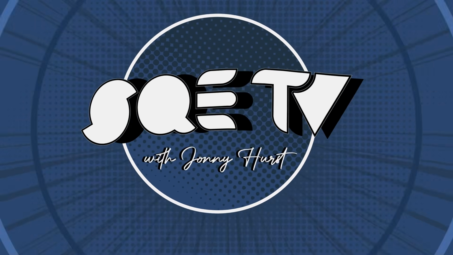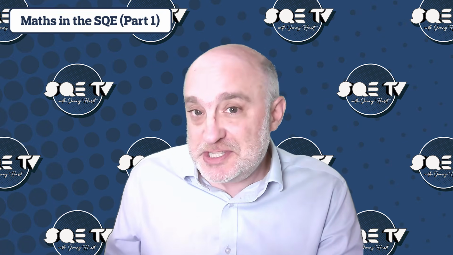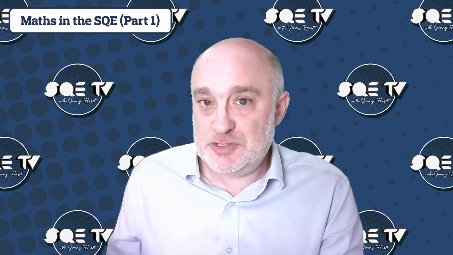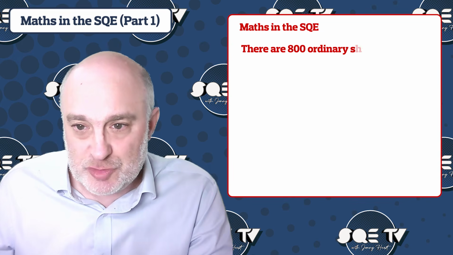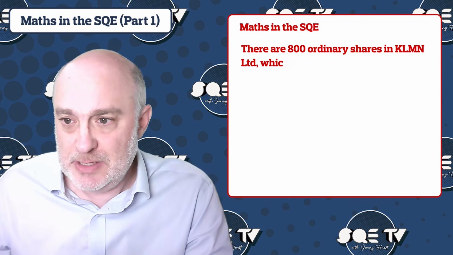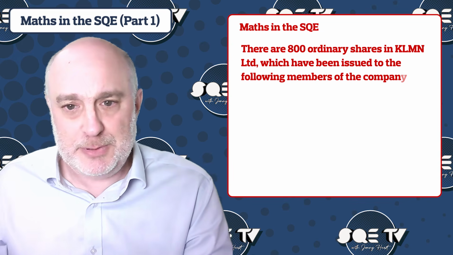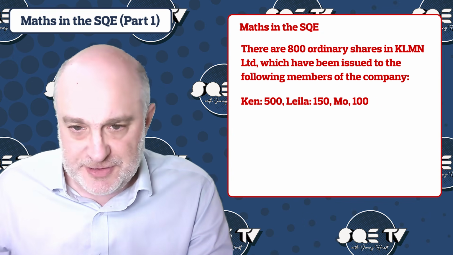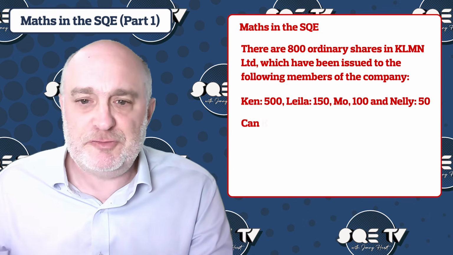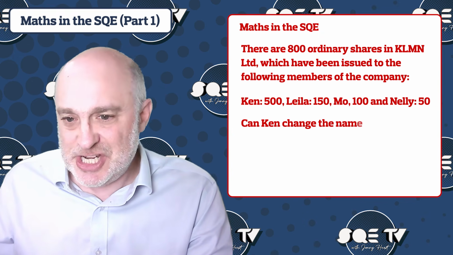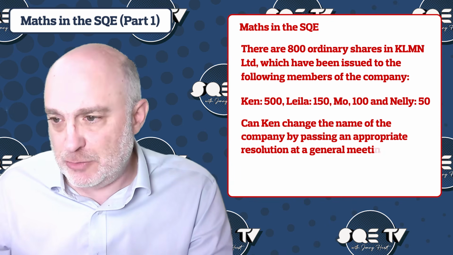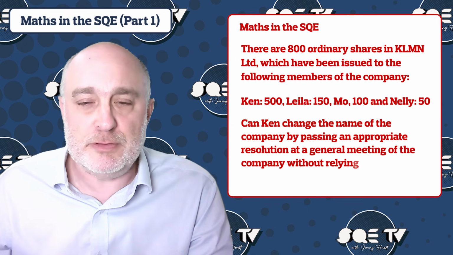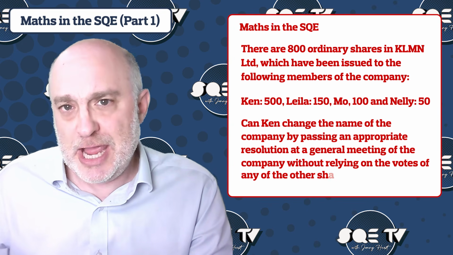SQETV. Here's an example of the sort of scenario you might see in an SQE assessment that requires you to do a calculation. So let me read it. There are 800 ordinary shares in KLMN Limited, which have been issued to the following members of the company: Ken 500, Leela 150, Mo 100, and Nelly 50. And the question is, can Ken change the name of the company by passing an appropriate resolution at a general meeting of the company without relying on the votes of any of the other shareholders?